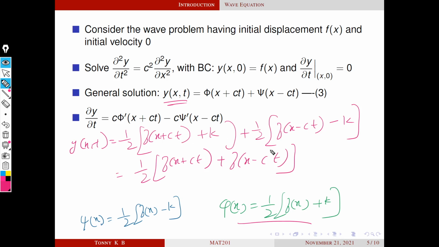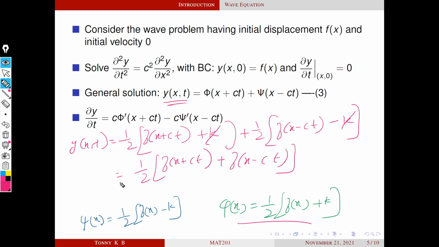We have to find psi of x minus ct. So you simply replace x by x minus ct, that's all. So this term becomes 1 by 2 f of x minus ct minus k. Now you can cancel these two k, this is half k, this is minus half k. And comparing these two terms, 1 by 2 is common, you can take it outside. So this becomes f of x plus ct plus f of x minus ct.